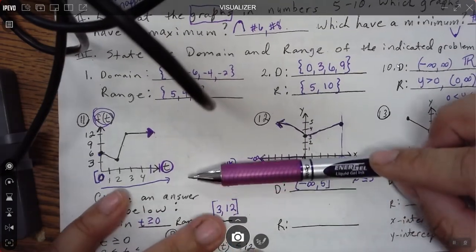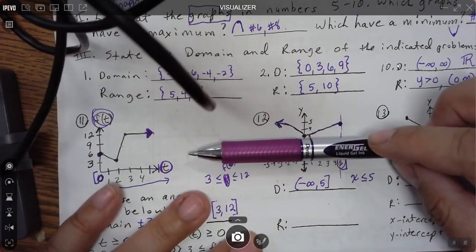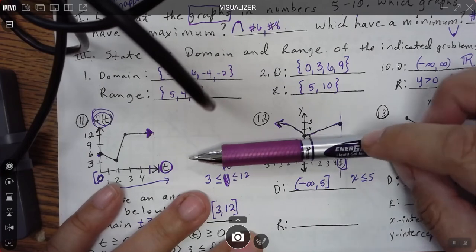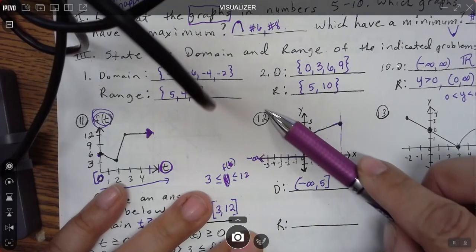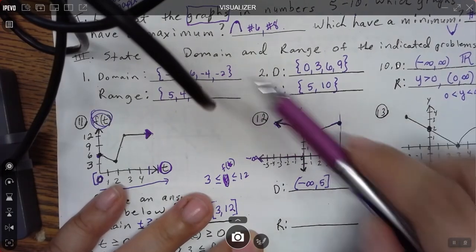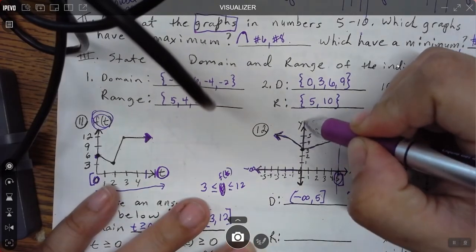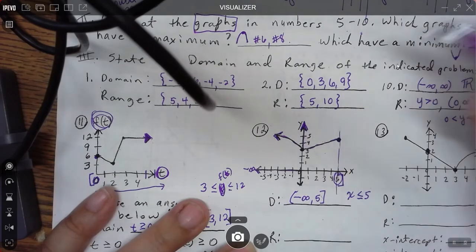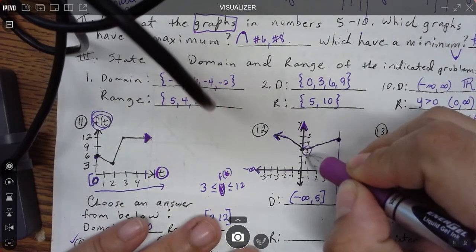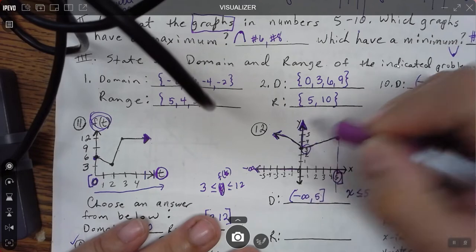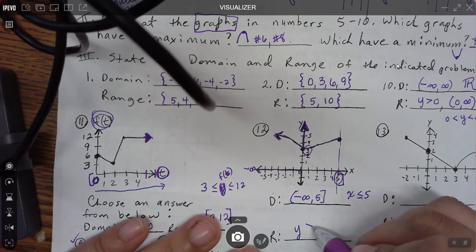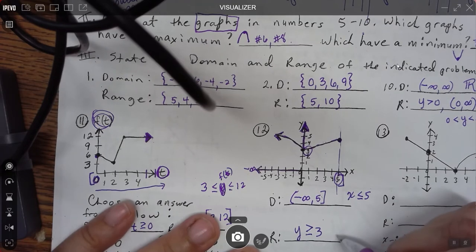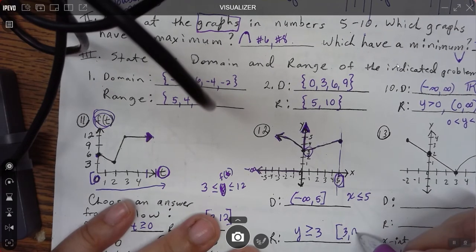The range is the lowest y values. So it starts at 3. And yes, it stops at 5 here. But you see how this one keeps on growing? So the y values are also going to keep on growing. So it's going to be every number from 3 and bigger. So y has to be greater than or equal to 3, or you can say from 3 to positive infinity.